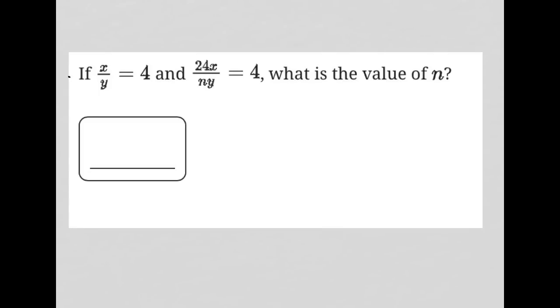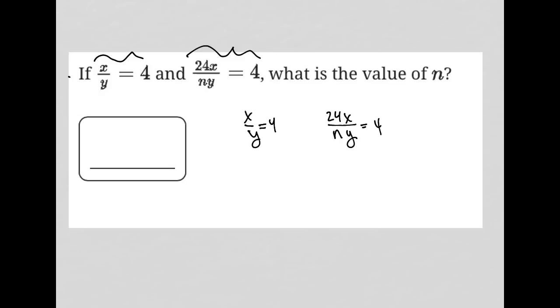So this question says if x over y equals 4 and 24x over ny equals 4 as well, what is the value of n? Well, this is very interesting, because if x over y equals 4, how does 24x over ny also equal 4? Well, let's think about that. So I have, again, I'll just rewrite this, x over y equals 4, and I have this 24x over ny also equal 4.